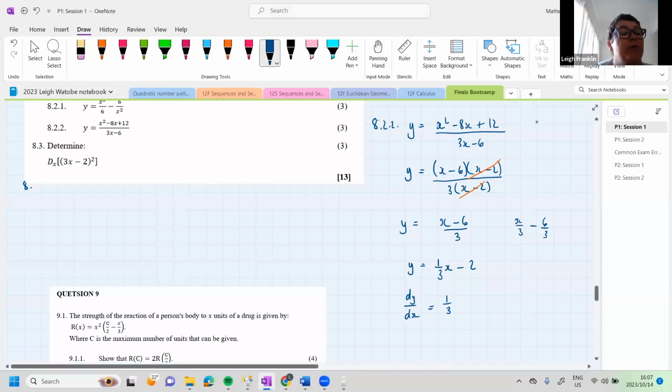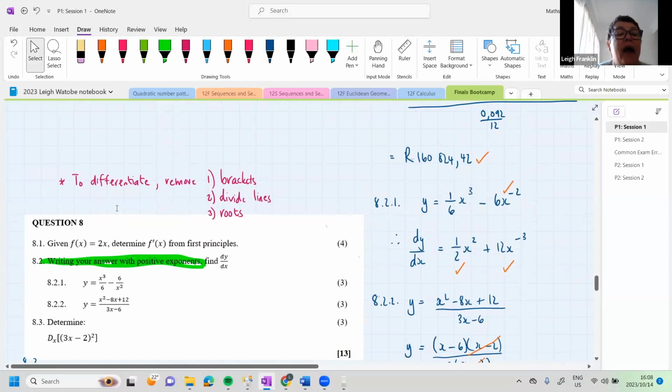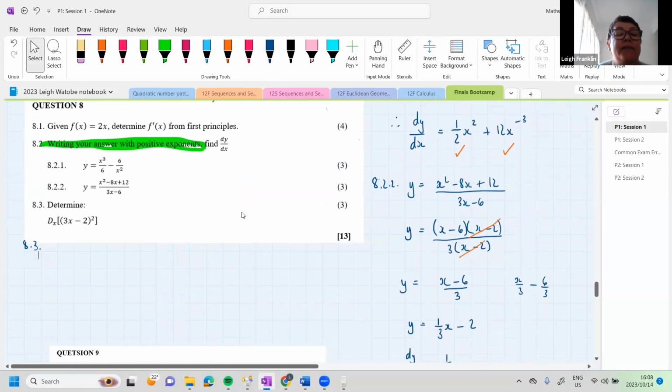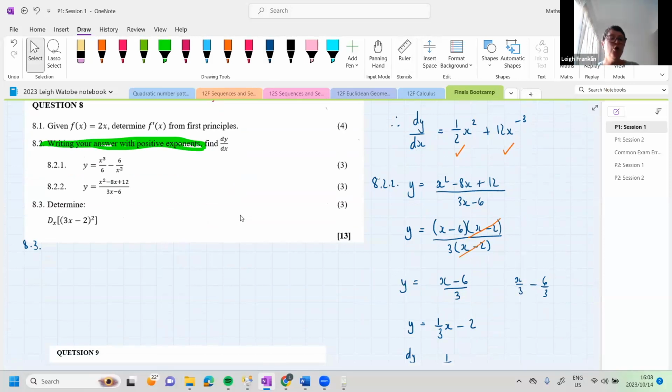Okay, question 8.3 now. They want us to determine the derivative of y with respect to x. And again, like I said up at the beginning, we have to remove brackets, divide lines, and roots. Again, you're differentiating and they're giving us this sort of notation. We don't write dy over dx. When we apply the power rule, we drop our dx in our square bracket, and we just write equals our answer. Okay, and then that's the notation for differentiation.